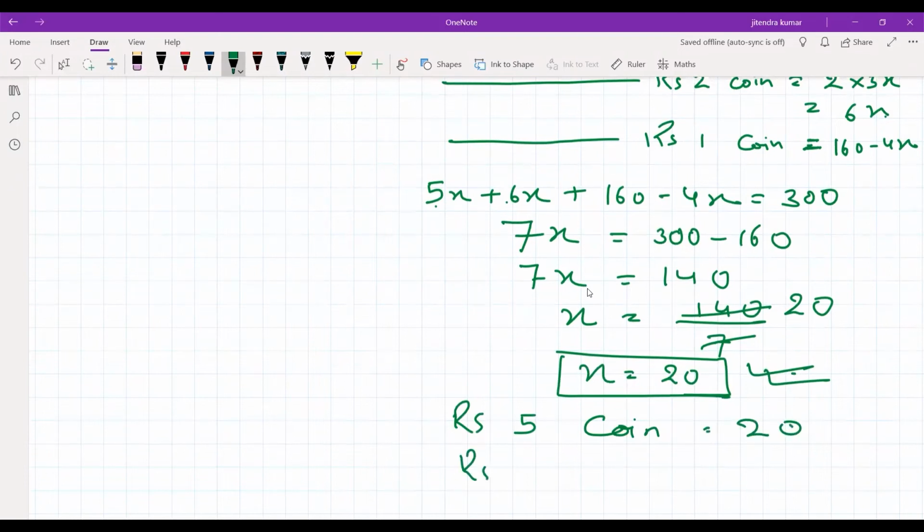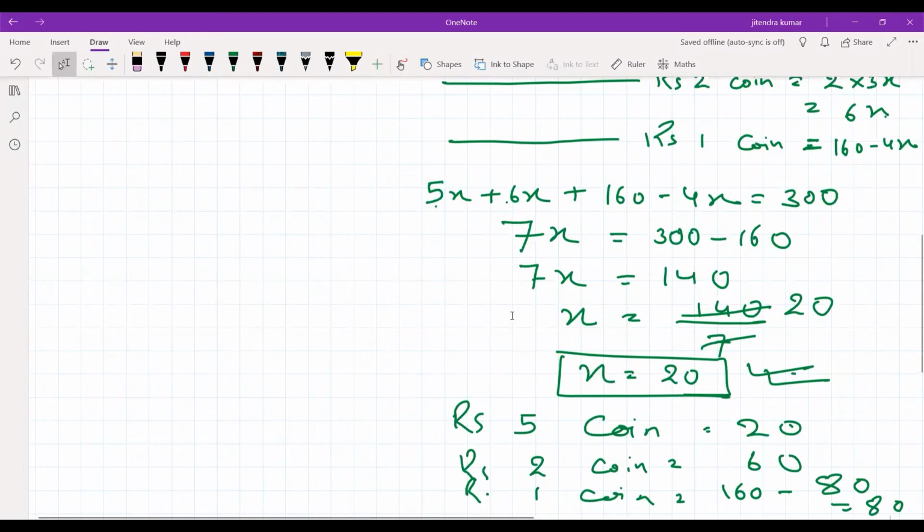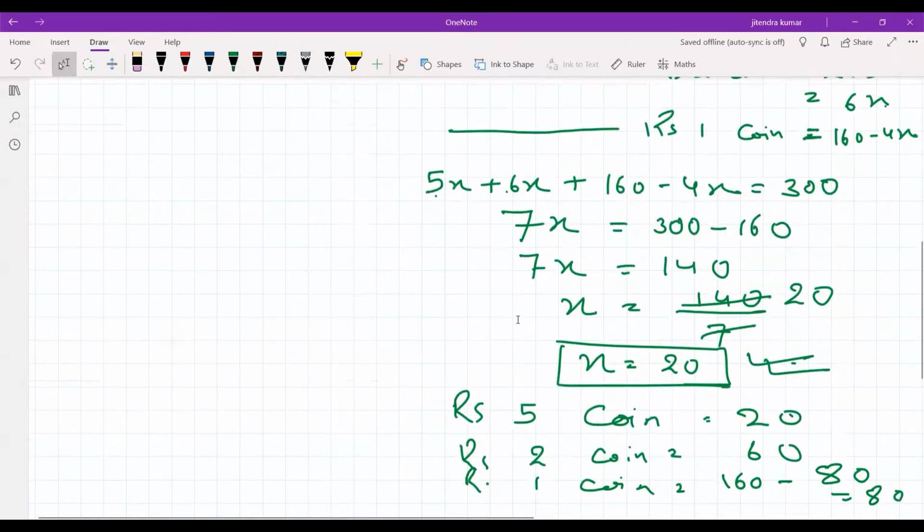If you find the rupees 2 coin, that is 3x, that will be equal to 60. And rupees 1 coin will be equal to 160 minus 4x, that is 160 minus 4 into 20. 160 minus 80 is equal to 80. So rupees 1 coin is equal to 80.